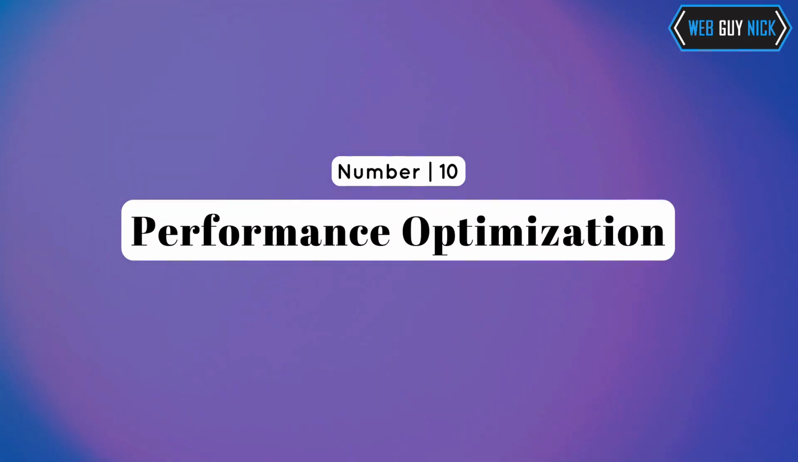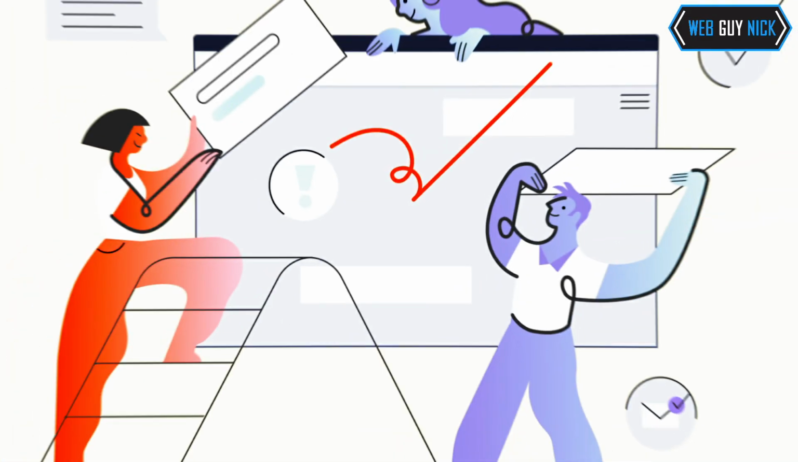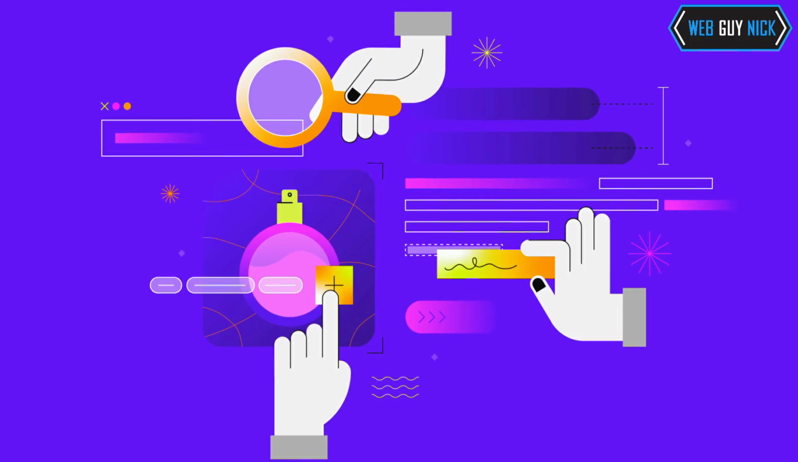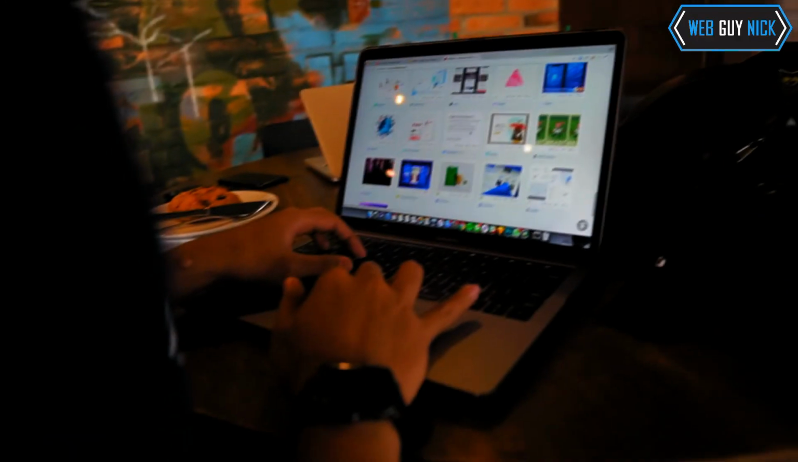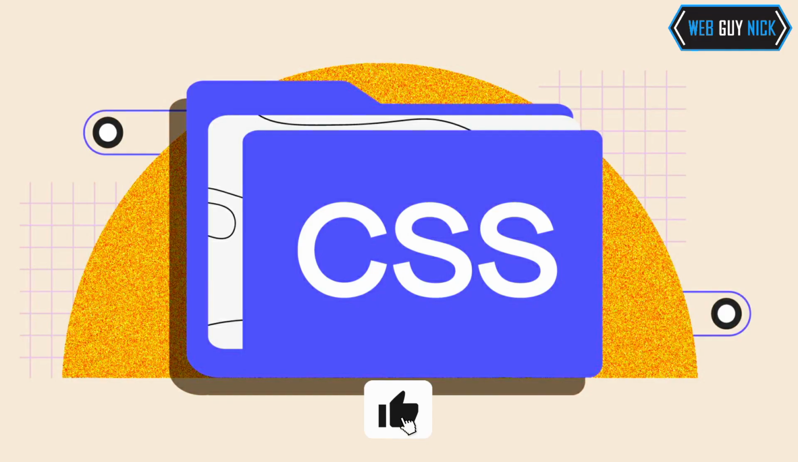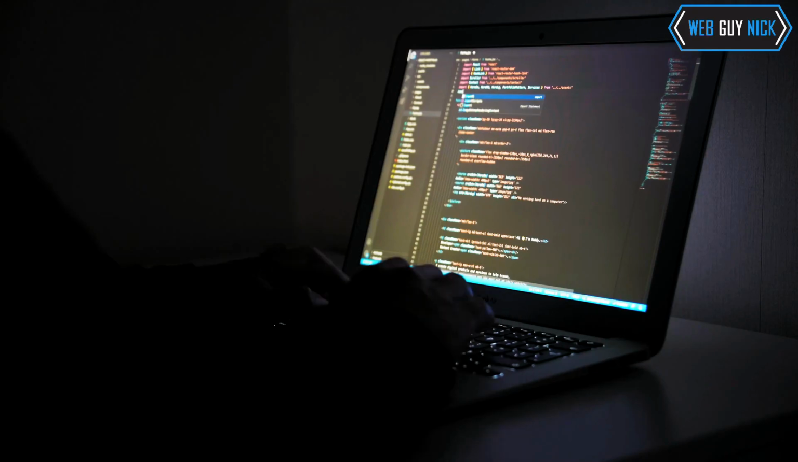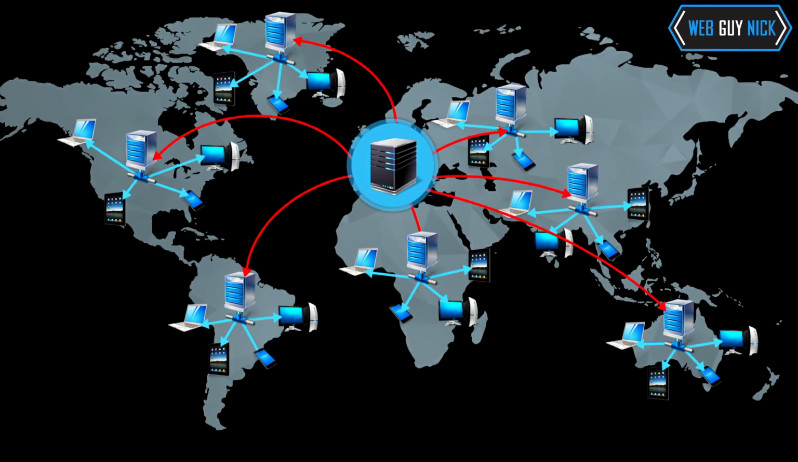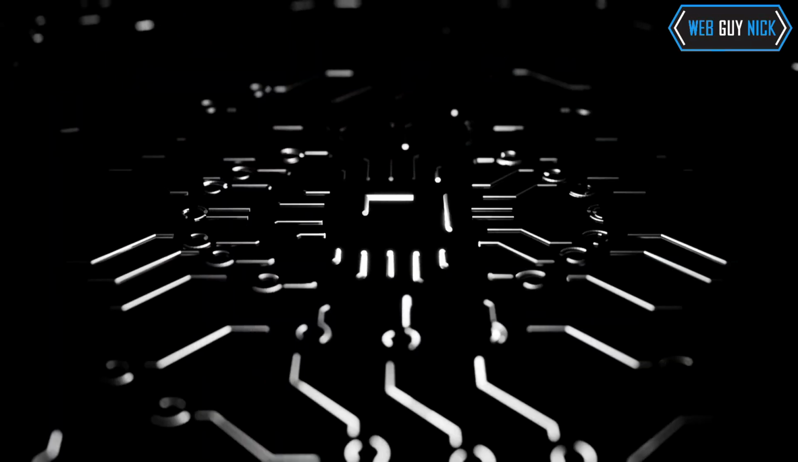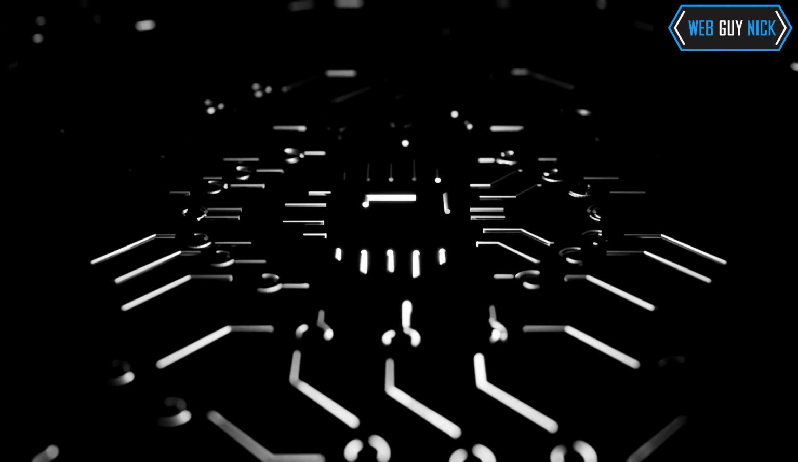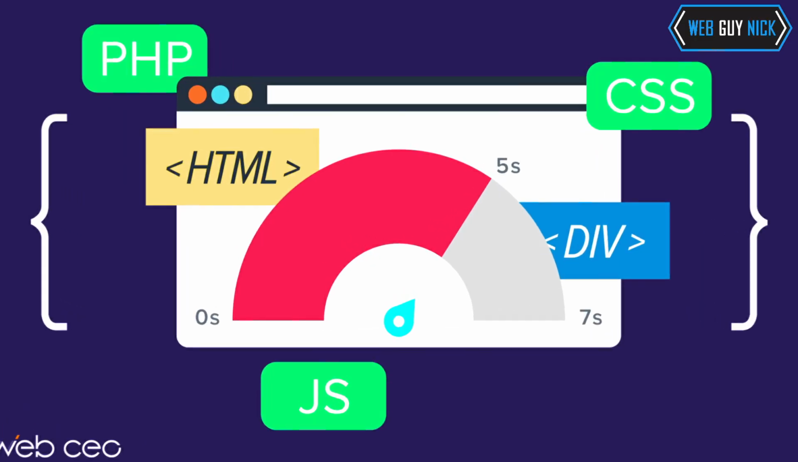Number 10, performance optimization. Optimizing the performance of your website is crucial for providing a good user experience. Techniques like caching, minifying CSS and JavaScript, optimizing images, and using a content delivery network, CDN, can greatly improve the speed and responsiveness of your website.